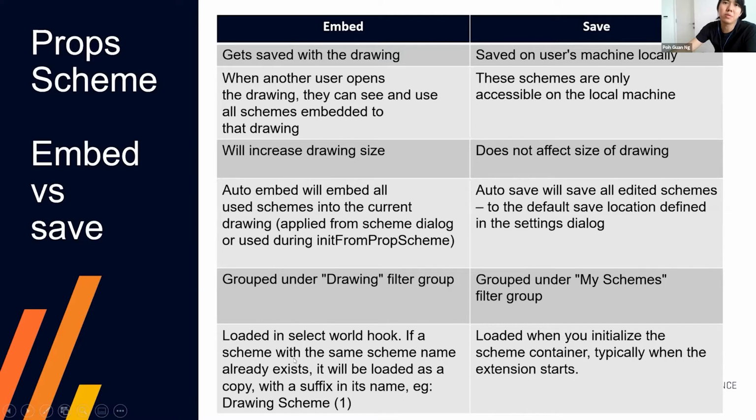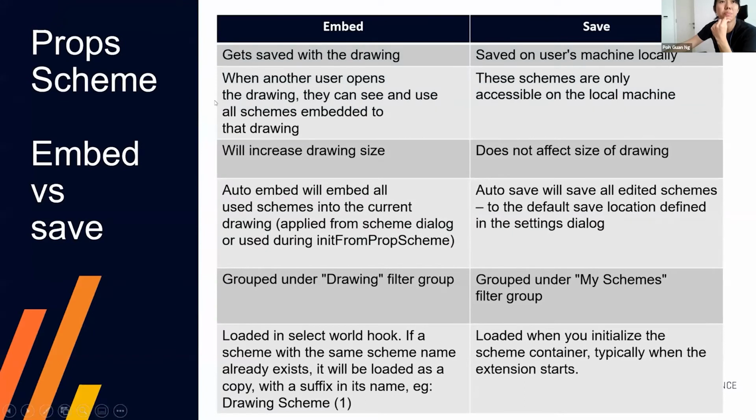And then, the timing. So the load timing that I talked about just now. The load timing is a little bit different for all the schemes saved locally. It's loaded when you initialize the scheme container. So normally when the extension starts, the saved schemes will get initialized, will get loaded. Whereas embedded schemes are loaded in the select row hook. Since the timing of loading embedded schemes is a little bit different and can be not so predictable, there could be a case where you're loading a drawing scheme and a scheme with the same name already exists. In that case, we will append a suffix to the name, like drawing scheme bracket 1.